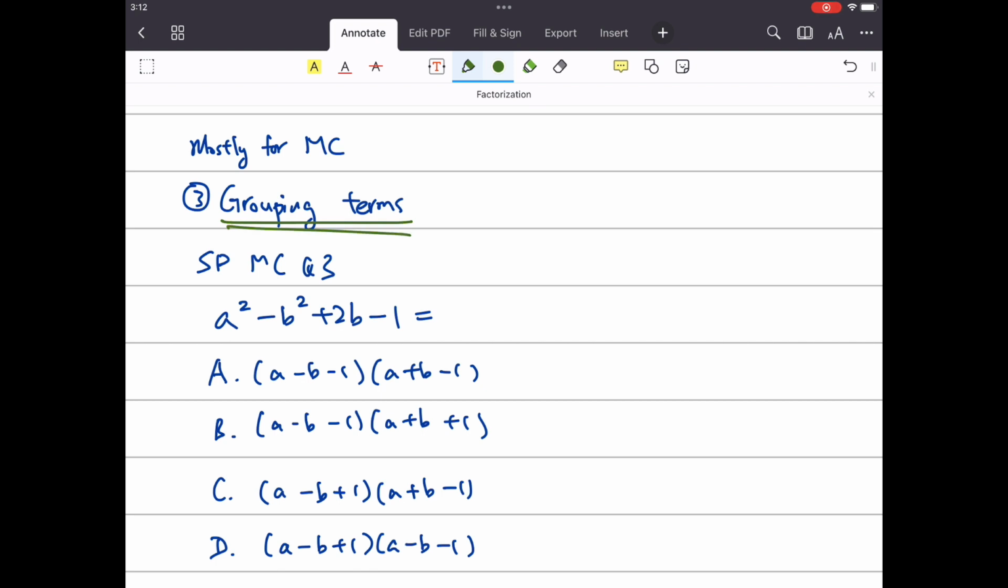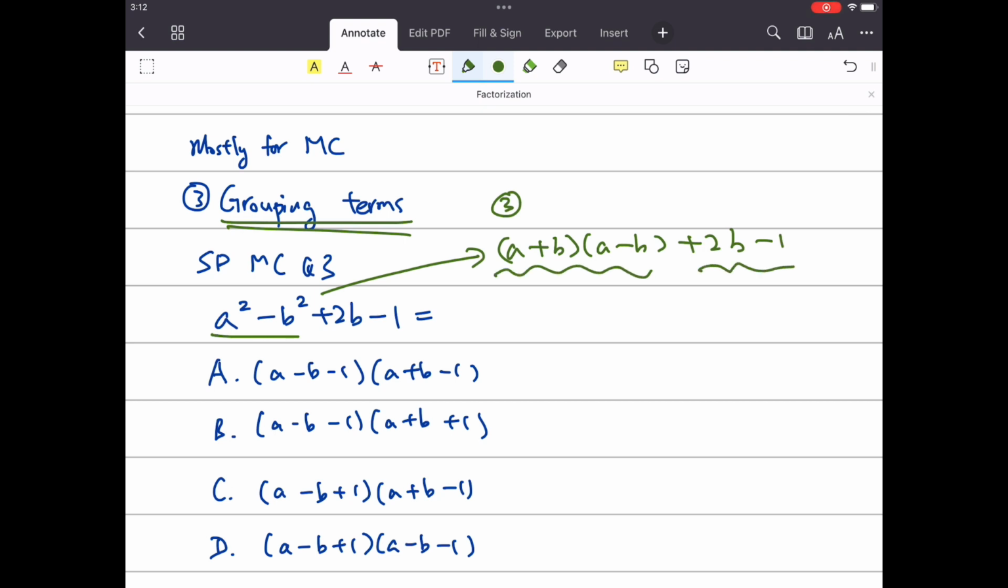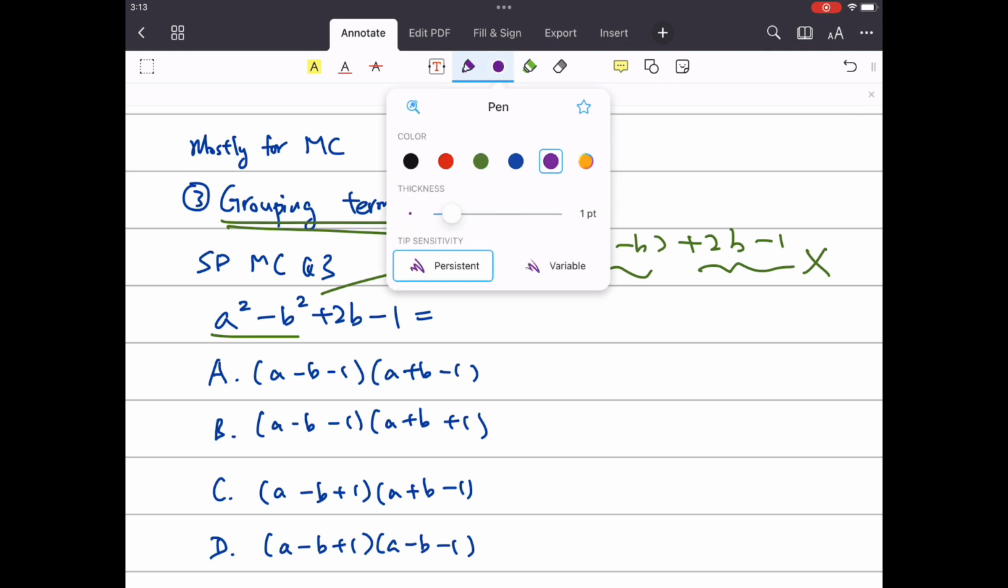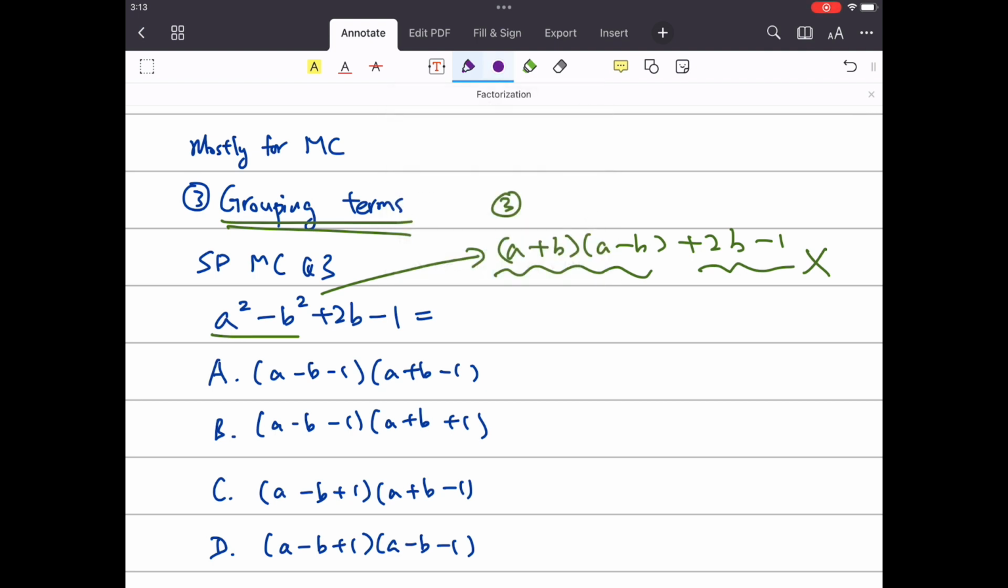Now we come to the third skill, grouping terms. It is more useful in MC. For example, if you group these two terms to factorize, you may make use of this identity. However, you cannot find any common factor between the two parts, so you cannot proceed, and this is a wrong method. Therefore, for this question, you need to group the last three terms.